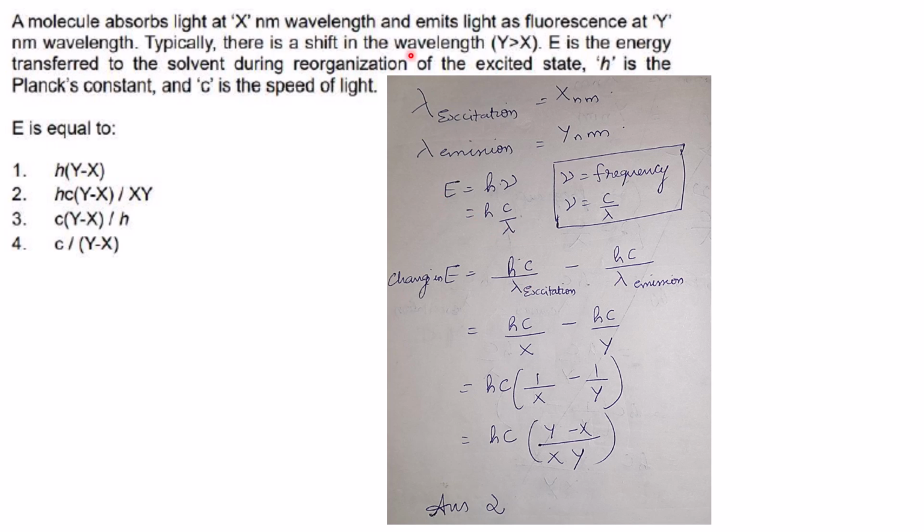So they have asked for the change in energy, so that is delta E, that will be hc by lambda excitation minus hc by lambda emission. Hc is a constant. Okay, so substitute, excitation is x and emission is y. Hc we take out, it is a constant, so 1 by x minus 1 by y, and when you take the LCM you will get it as y minus x by xy. So answer is option 2.